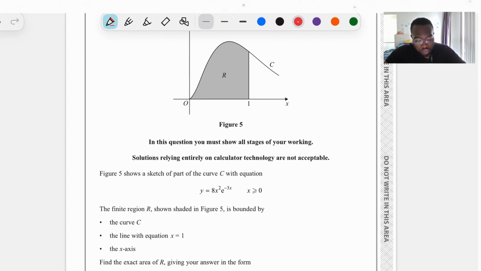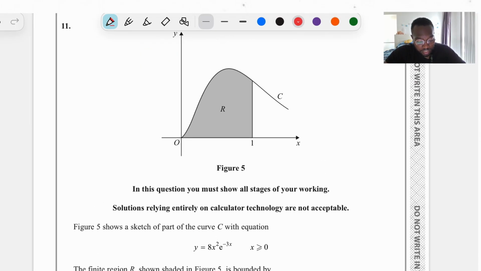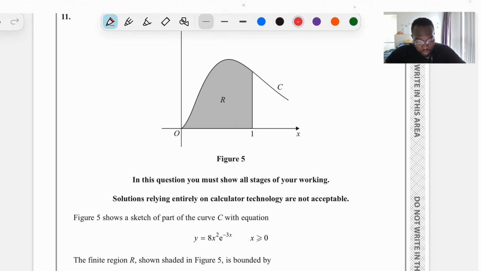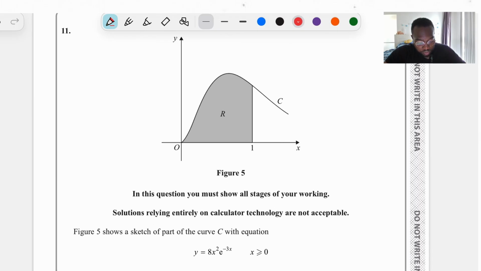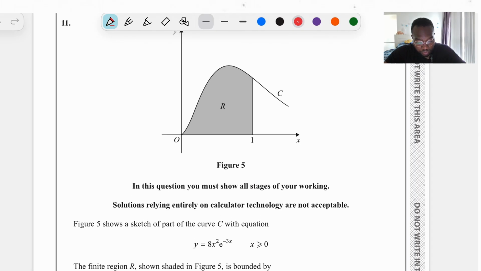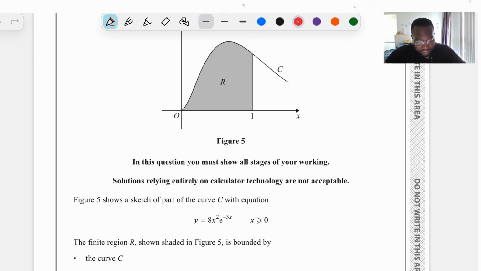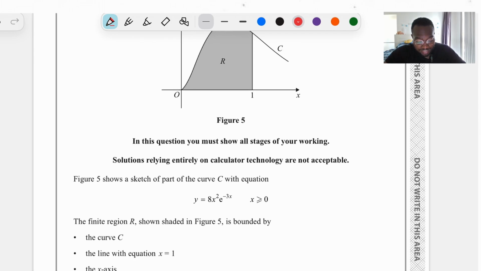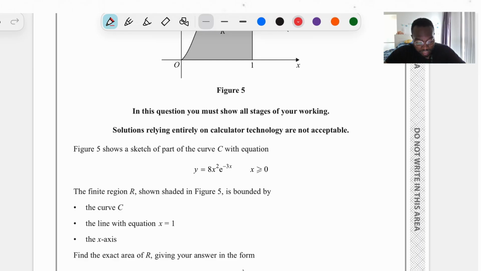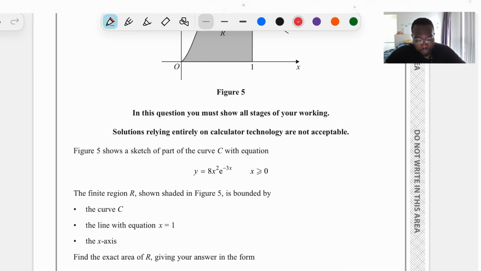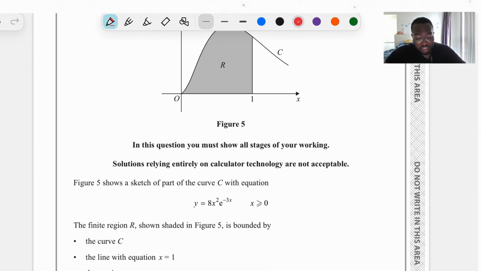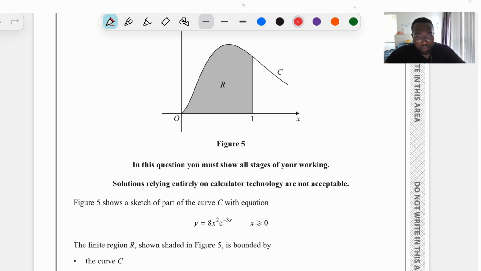Okay, so this question, again, we have this sketch, part of curve C with equation y equals 8x squared e to the minus 3x. And we've got this region R, okay, and as you can see, that is bounded by when x is equal to 1, and also the x-axis where x would be 0. We need to find the exact area of R, and we need to give it in the form of a plus b e to the minus 3. So this question is a nice question, just a simple integration, area under the curve.